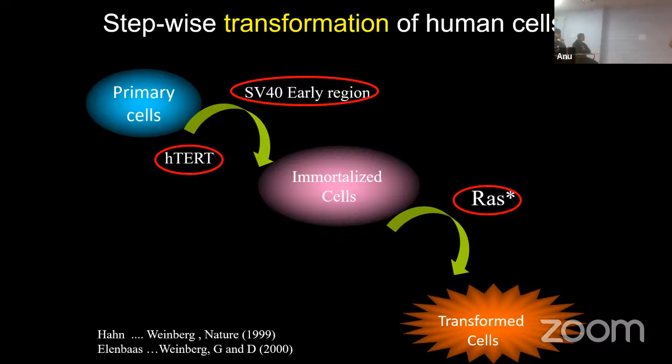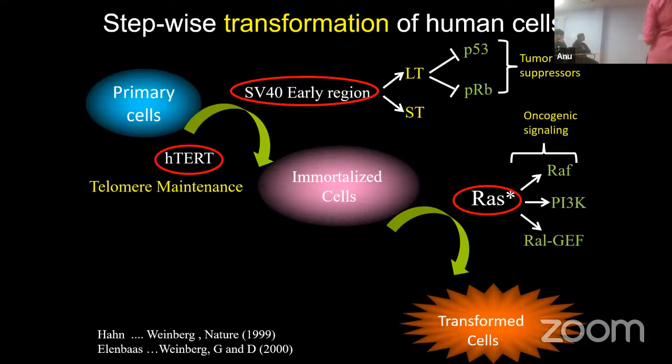What are these elements? One is a viral protein called the SV40 early region. Another is hTERT, which is the catalytic domain of the telomerase enzyme that allows you to prevent the reduction of the telomere length. Another one is an oncogene. What do these things do?